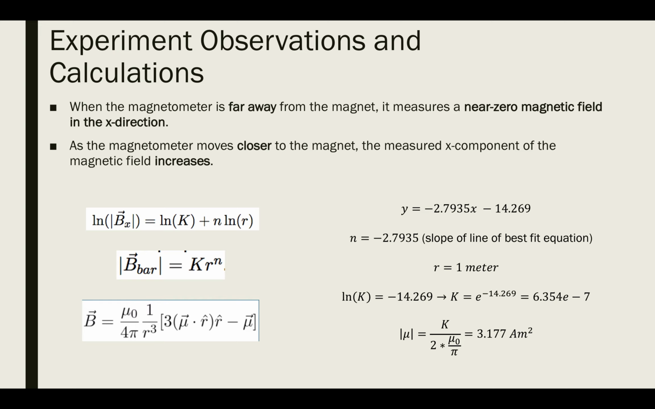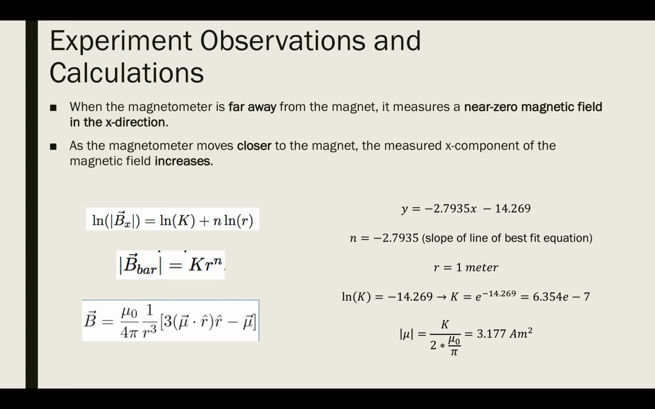Next, we're going to use the Biot-Savart law to calculate the magnetic dipole moment. First, I solved for K by plugging in the known values of R, N, and B into the linearized Biot-Savart formula. I found K to be approximately 6.354 times 10 to the negative 7. Next, I set the magnitude of B equal to mu naught over 4 pi times 2 mu over R to the third. I solved for mu and found its value to be 3.177 ampere meters squared.